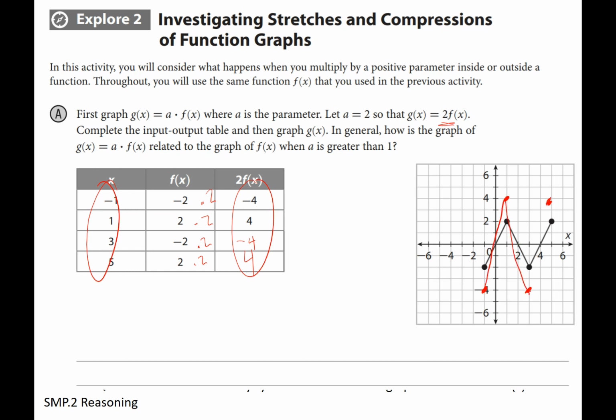And you'll notice it has the same basic shape, but it looks like it was pulled, and stretched is the word we typically use for this. So we're going to say that it looks like it's stretched vertically. This looks like we pulled it up and down.